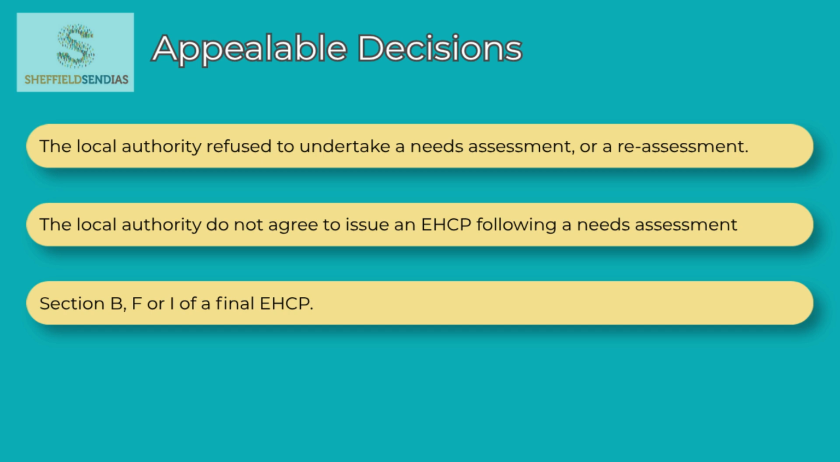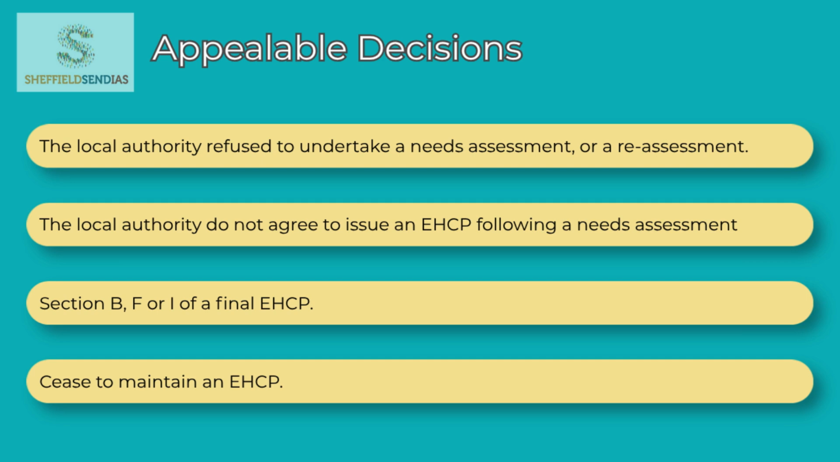Section B is the description of your child's educational needs. Section F is the description of the educational provision which needs to be in place for them. And Section I is the educational placement. And finally, the local authority decides the EHCP is no longer necessary. This is called a cease to maintain decision.